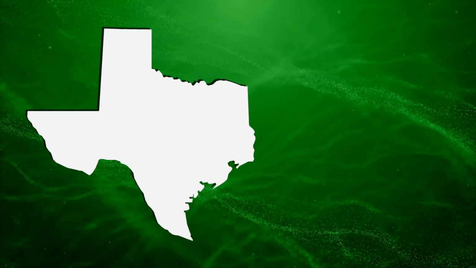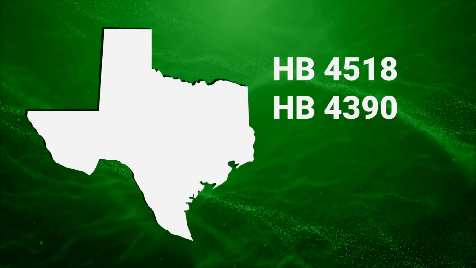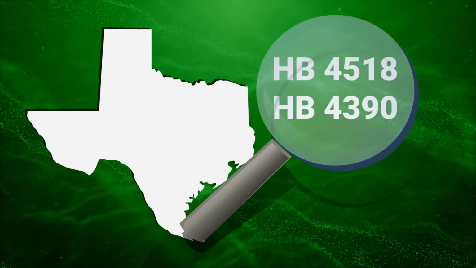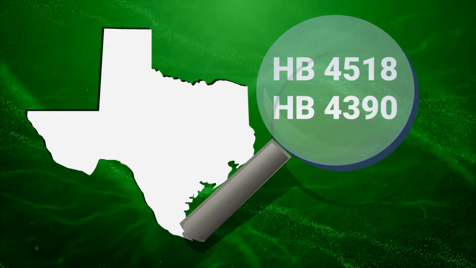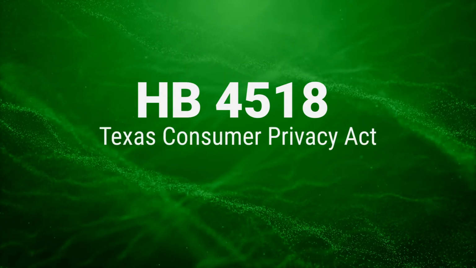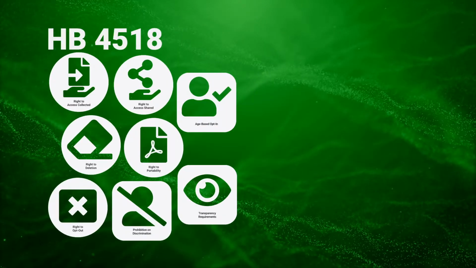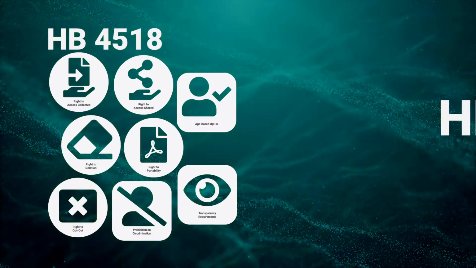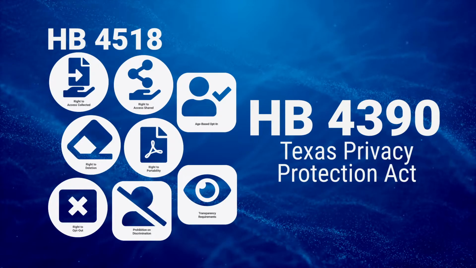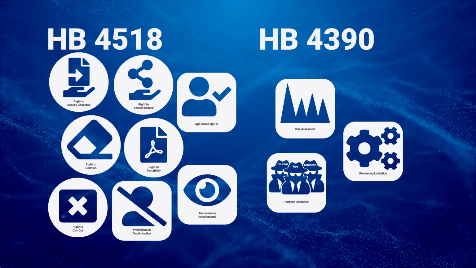Here in Texas, 2 bills have been proposed. Both have yet to make their way through committee, but we can take a look at how they currently stand to get an idea of the provisions we are likely to see in their final form. House Bill 4518, known as the Texas Consumer Privacy Act, carries 8 of these common provisions in its current form, and House Bill 4390, known as the Texas Privacy Protection Act, contains an additional 3 provisions.